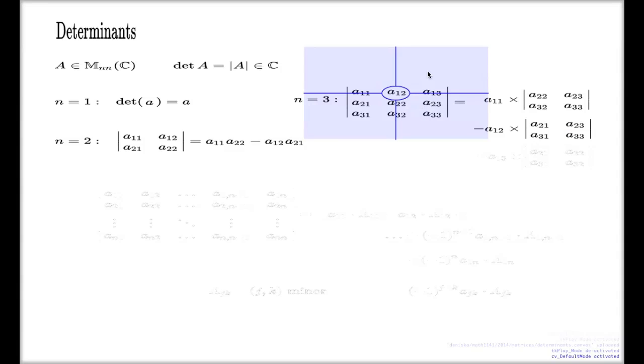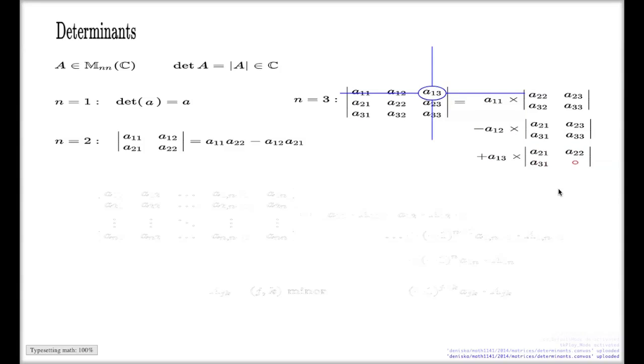Finally, you move your cross to the next element of your row. You do the same procedure. You copy the element. You copy the minor as a determinant. And that is the finished first row decomposition for the determinant of size 3.